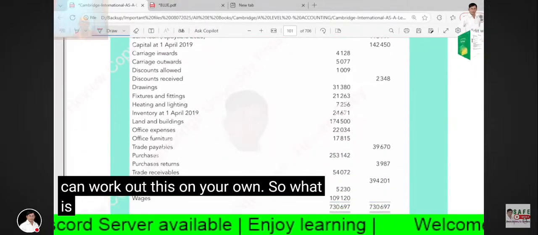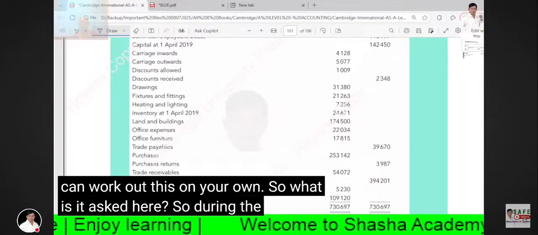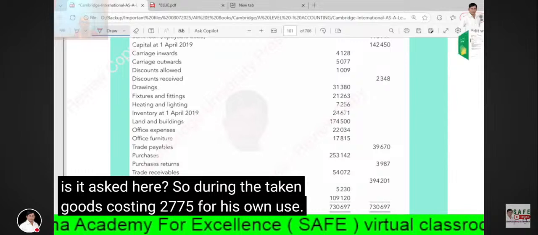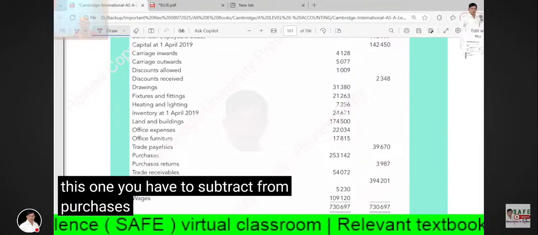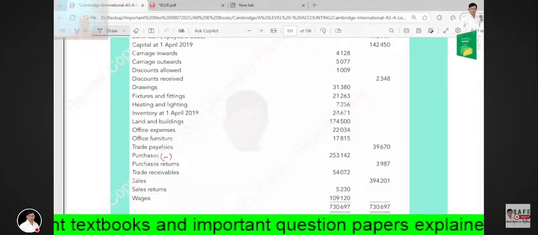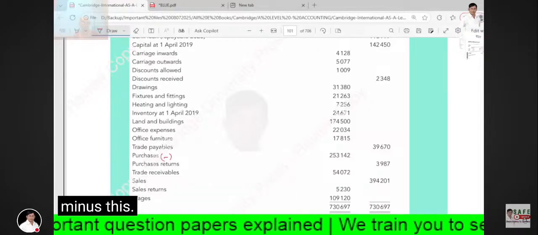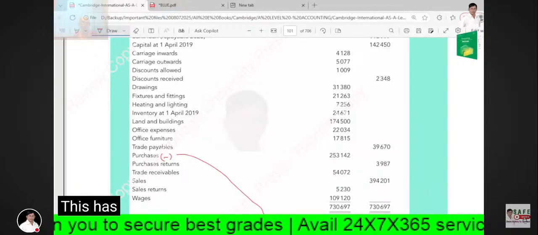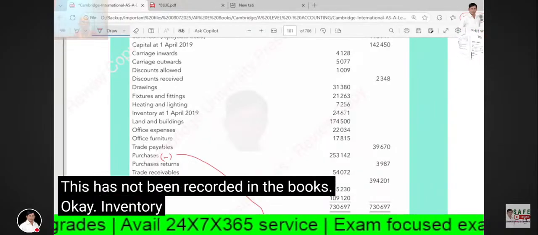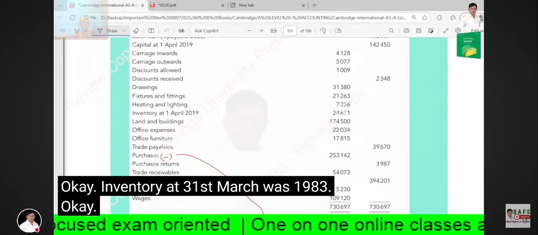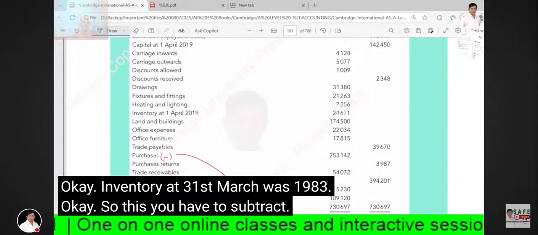It includes costings 2775 for his own use. So this one you have to subtract from purchases minus this. This has not been recorded in the books. The inventory at 31st March. So this is David Hopkins' latest book. So this you have to subtract.